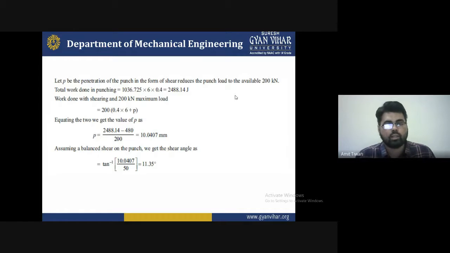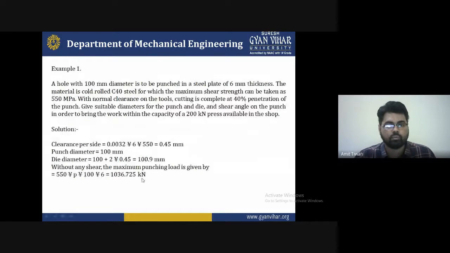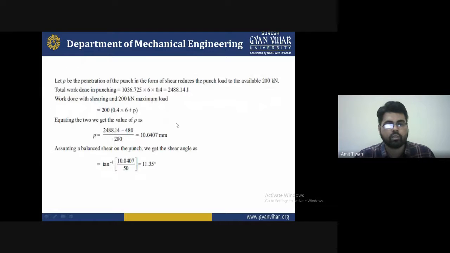So equating the two, we get the value of P. Putting this formula to work done minus the total, we can get the energy from that point, equal to this penetration point, that is (42488 minus 480) divided by 200. So we can find out the value: 10.0407 mm is the value of P.